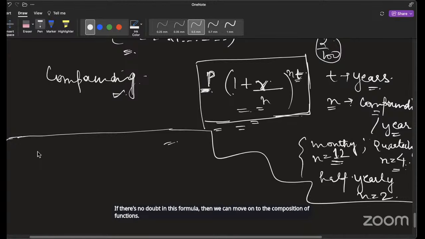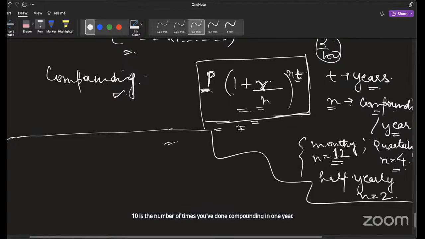Ma'am, what is n, ma'am? N is the number of times you've done compounding in 1 year. If your compounding is done monthly, that means your N is 12. Every month, if your initial amount gets compounded, that means your N is 12. If it gets compounded quarterly, N is 4. And r is the rate at which things are changing.